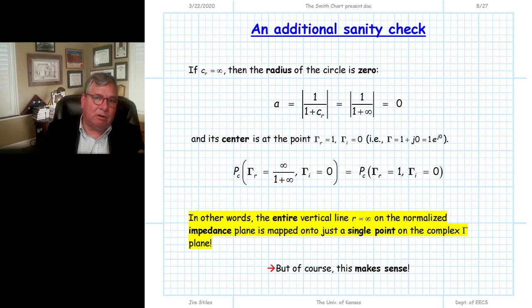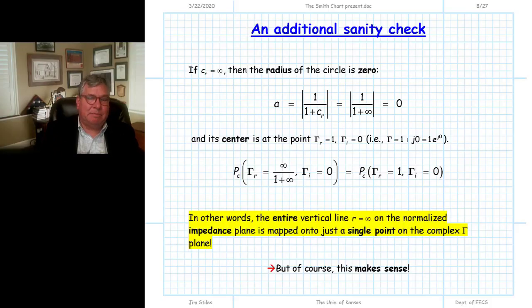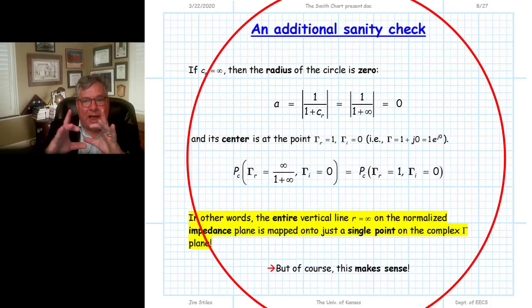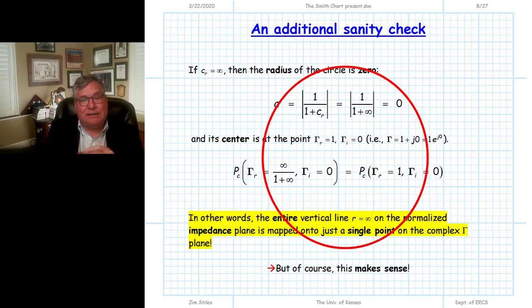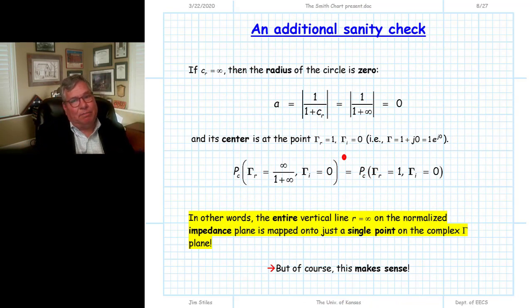Well, according to our parametric expression, the radius of that circle would in fact be 0. What does that mean? That means we have a circle whose radius has collapsed to 0. It has collapsed to a point. It is a circle with 0 radius. In other words, it is a single point on the complex gamma plane.